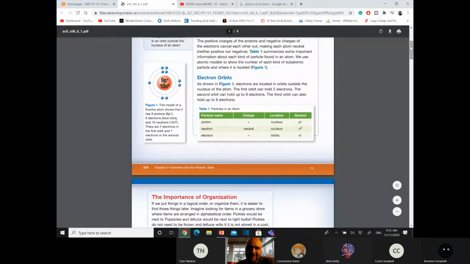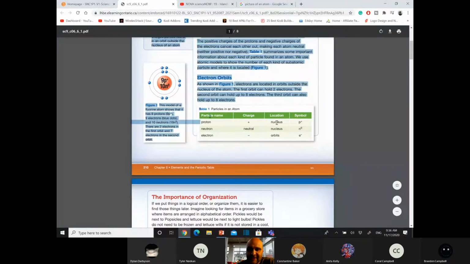Electron orbits. As shown in figure 1, electrons are located in orbits outside the nucleus of the atom. The first orbit can hold 2 electrons. The second orbit can hold up to 8 electrons. The third orbit can also hold up to 8 electrons. This is going to be our lesson tomorrow. We're going to delve more into that. And this table is fairly important. We'll summarize that too in our note here in a bit.